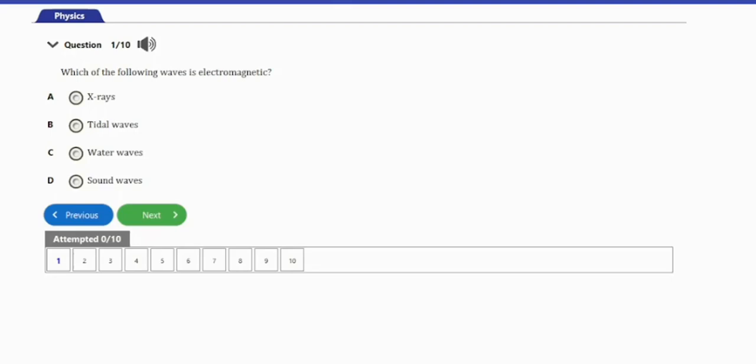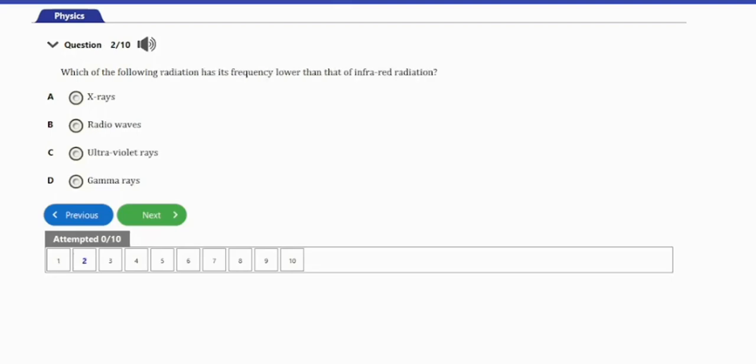It says, which of the following waves is electromagnetic? We have option A, X-ray, option B, tidal waves, option C, water waves, option D, sound waves. So guys, the only electromagnetic wave here is the X-ray, and that's option A. Let's go ahead and consider the next question, question number 2 here.